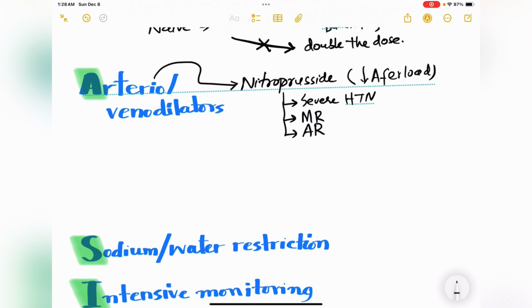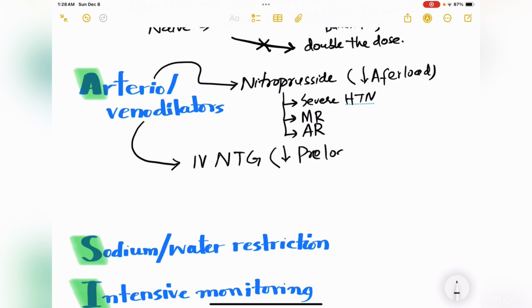The venodilators are more often used in heart failure exacerbation. The most common venodilator that we know is IV nitroglycerin. So how does the venodilator act? They decrease the preload. So it's the same mechanism as how the diuretics act. So when do we need the venodilator? When the patient is resistant to diuretics. So despite maximal dose of diuretics, the patient has suboptimal response.